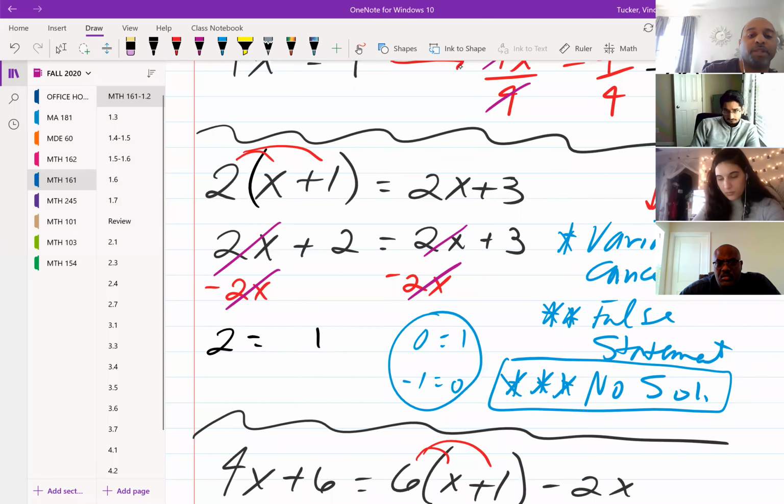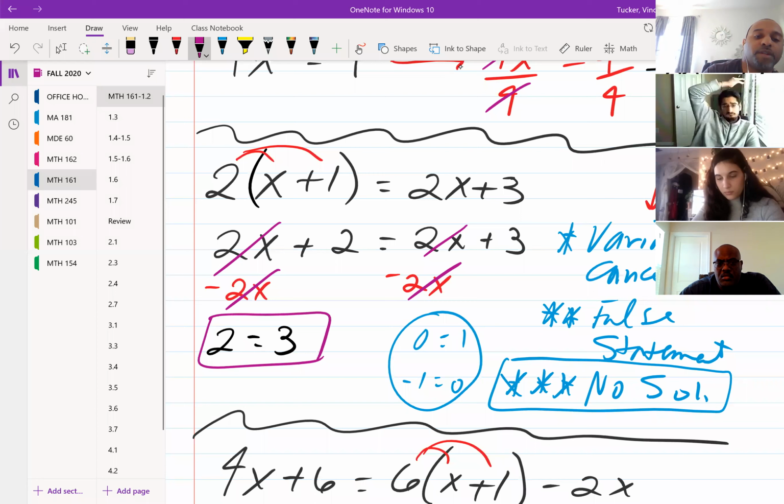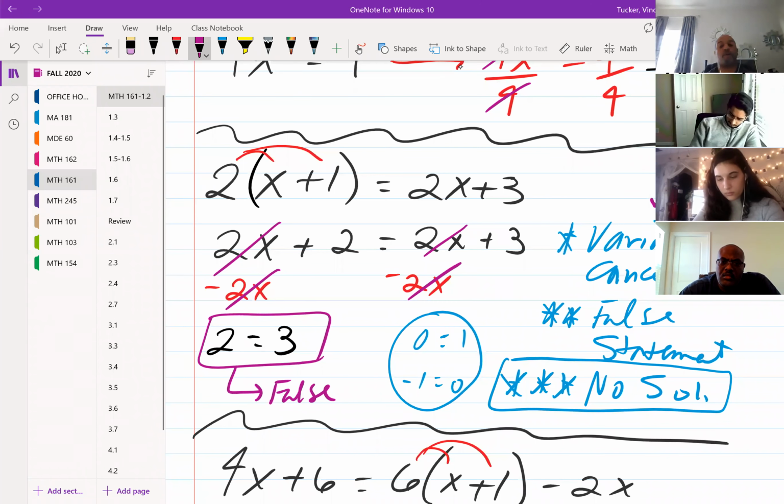So really the statement that you're left with is 2 equal to 3. And 2 equal to 3 is false. Of course, that's a false statement. That's not true. So the scenario that has occurred is your variables canceled out and you have a false statement. Whenever your variables cancel out completely and you're left with a false statement, your answer is no solution.